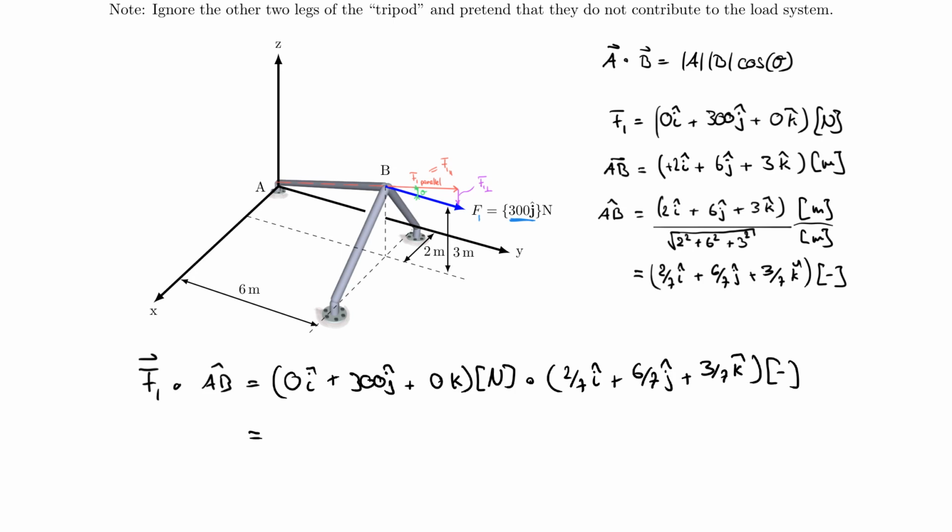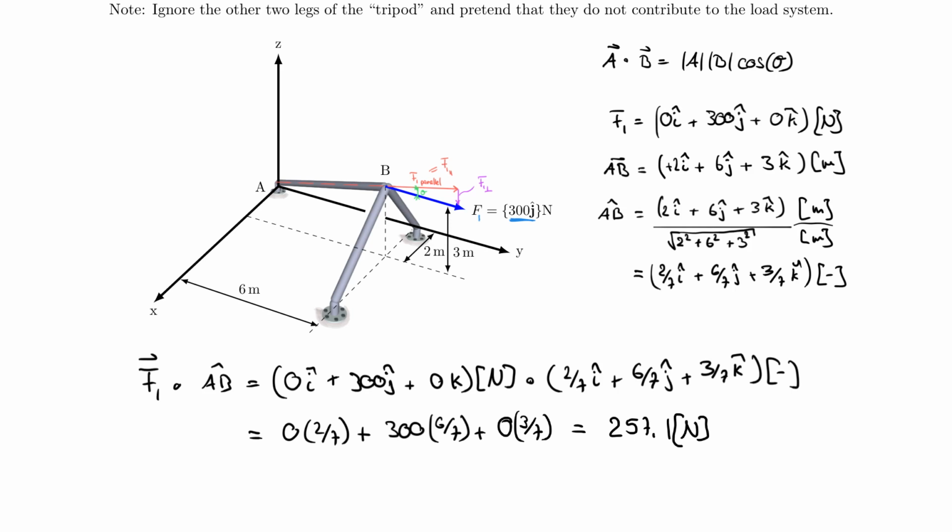And so now if you run your general concept, remember that it's just component times component, and then add them. So 0, well, let's write that out as well. 0 times 2 over 7 plus 300 times 6 over 7 plus 0 times 3 over 7. And of course, all the other numbers fade away because they are 0. But ultimately, what you will find is that you end up with 257.1 newtons.